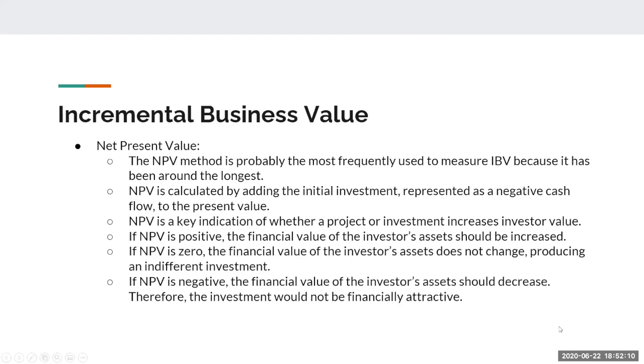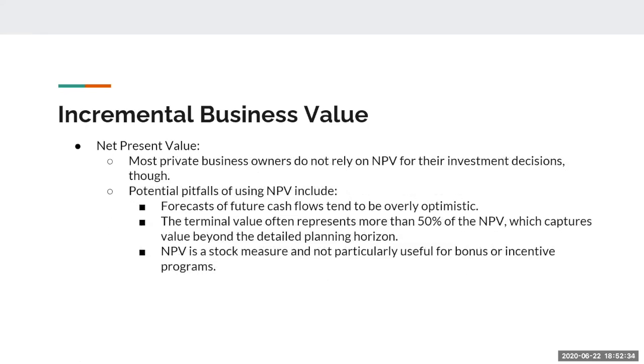If it's zero, it's basically an indifferent investment. The business owners would be the same whether or not they make the investment. And if NPV is negative, then it would typically not be a financially attractive investment to make. So just some things to keep in mind there. And then if we want to go on to the next slide, the text did explain that most private business owners actually do not rely on NPV for their investment decisions because of the potential pitfalls of using that method that I've included here on this slide. We'll just gloss over those if that's okay.